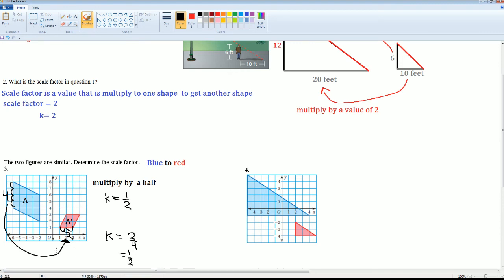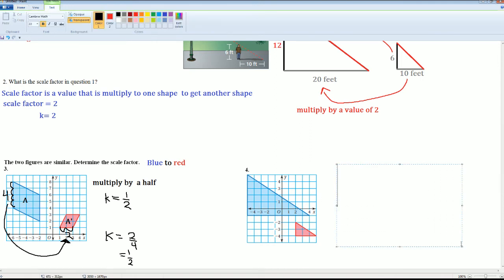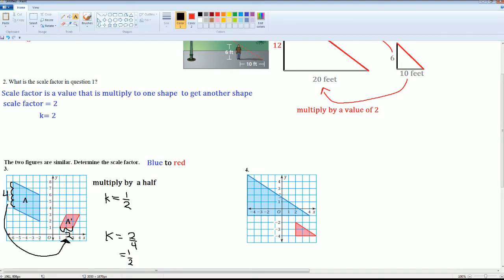Second divided by the first. That's how you find the scale factor. Second term divided by the first term. Or A prime divided by A. Alright, so let's do this one.